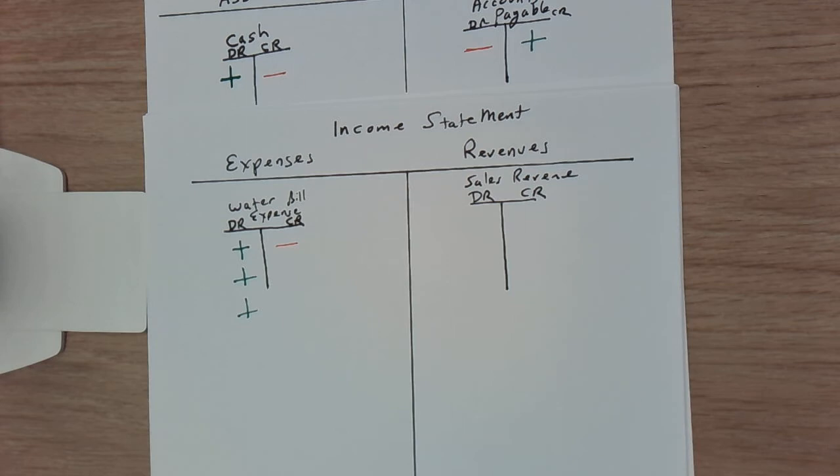This is not where you would put an investment. So if somebody was investing in the stock in the company, it would not go in revenue. That would go into owner's equity. We're going to treat that in a different video.